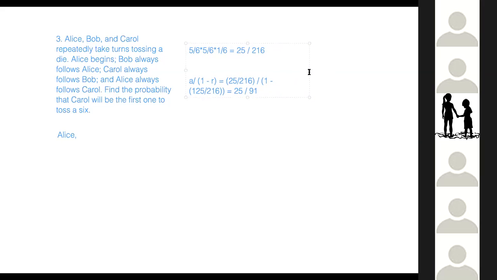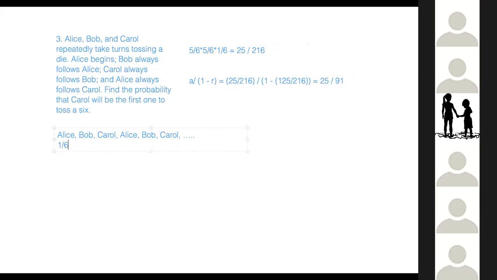Yep, this is correct. So let's go over this in a little more detail. So we have the sequence, right? So Alice, Bob, Carol, and so on. And then Alice, Bob, Carol, and so on. They're each going to roll the die and see if they get a 6. So let's first think about what's the probability that Alice rolls a 6.